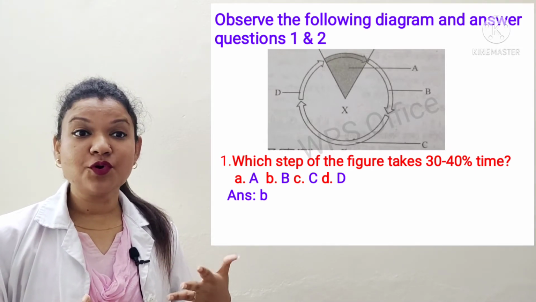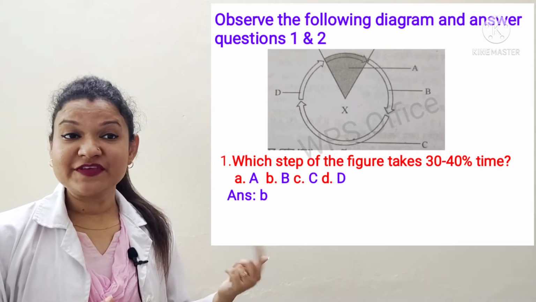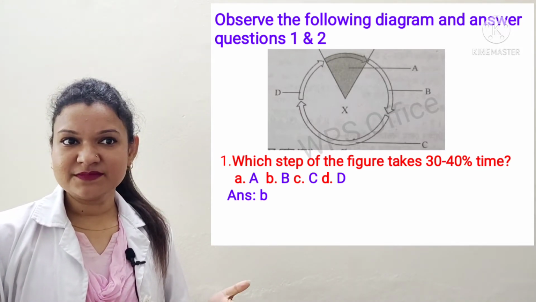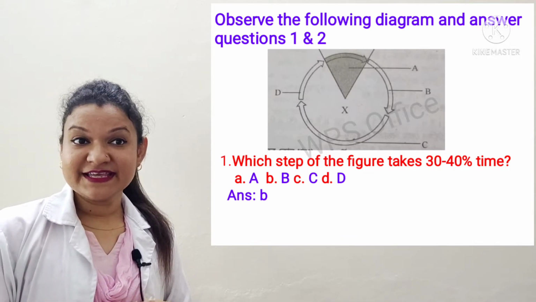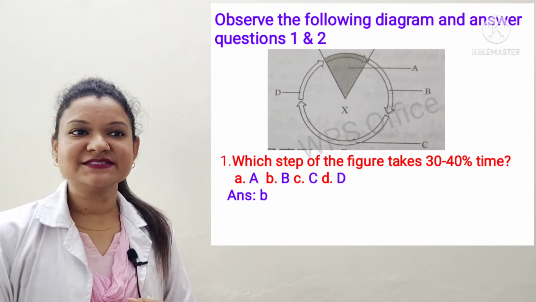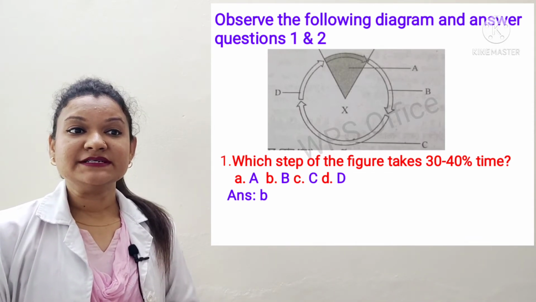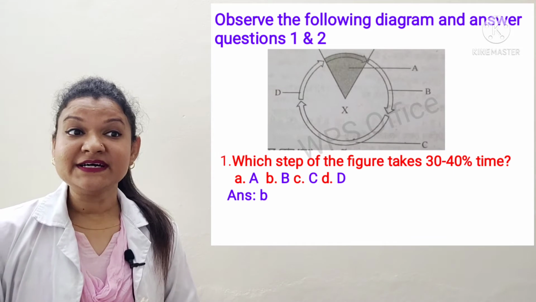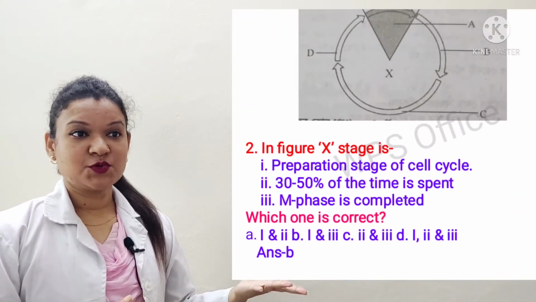So what will be the answer? Which step of the figure takes 30 to 40% time? You can guess. Yes, I think you can guess. The answer will be B. That is, B will be the answer for this question. Now I will go to the next question.